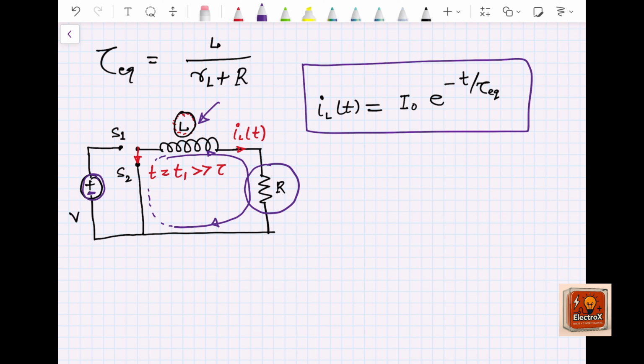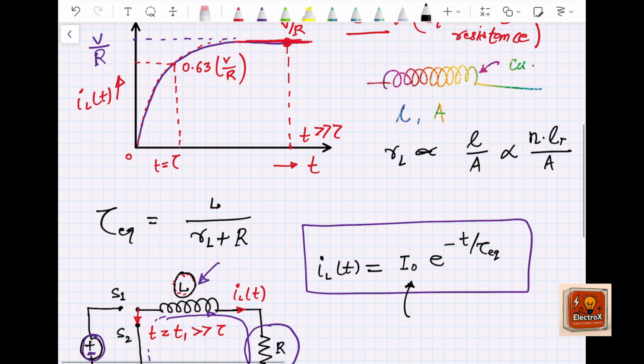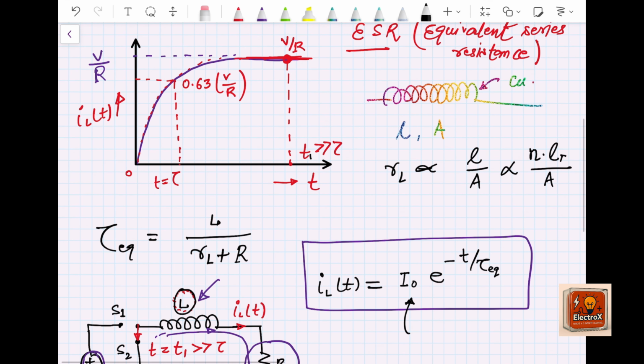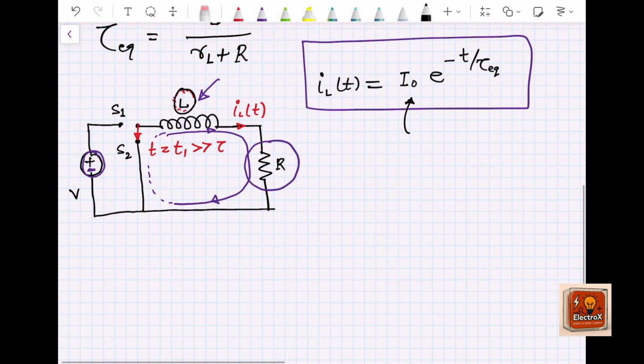So what is the value of I naught here? This I naught is the initial current. Let us say at time instant t equals t1, what is the value of current at this particular instant? It is V by R. Therefore I naught is nothing but V by R.